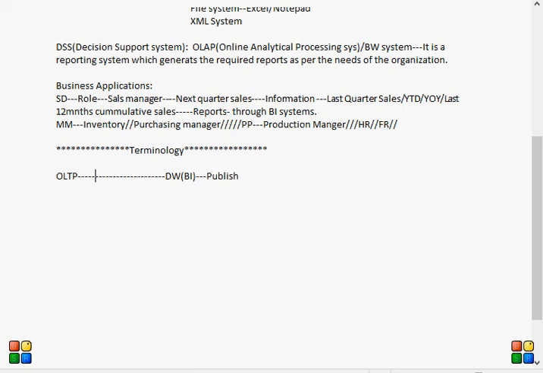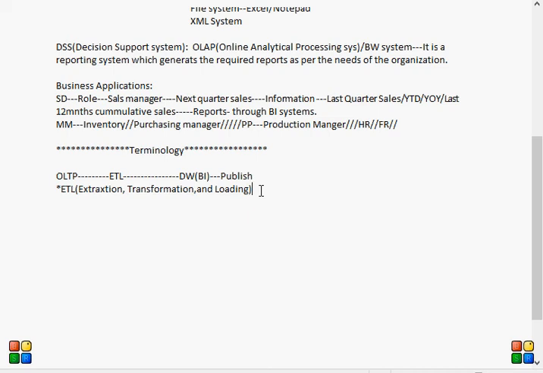To get this data from your OLTP system to your SAP BW, there must be an interface, a medium, right? That is called ETL. ETL, if you expand it, is extraction, transformation, loading. What is extraction? What is transformation? What is loading? I will be talking about these concepts whenever they come into the picture.